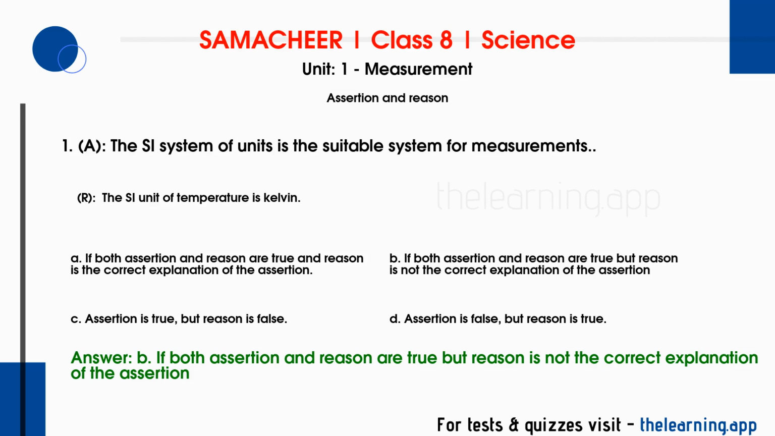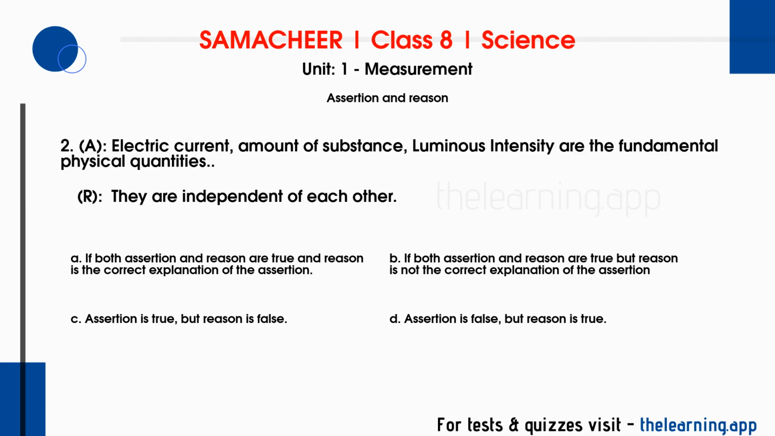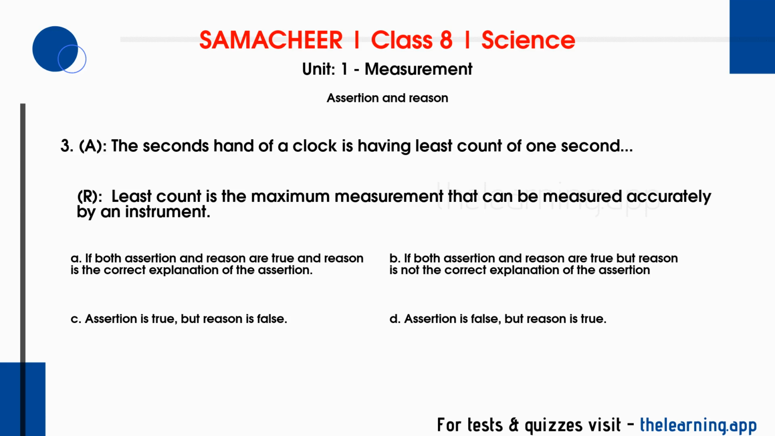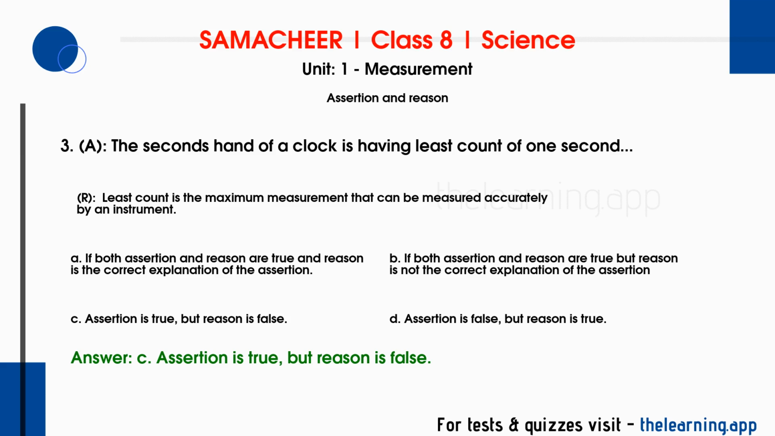Correct answer is B. If both assertion and reason are true but reason is not the correct explanation of the assertion. Assertion. Electric current, amount of substance, luminous intensity are the fundamental physical quantities. Reason. They are independent of each other. Correct answer is C. Assertion is true, but reason is false. Assertion. The seconds hand of a clock is having least count of 1 second. Reason. Least count is the maximum measurement that can be measured accurately by an instrument. Correct answer is C. Assertion is true, but reason is false.